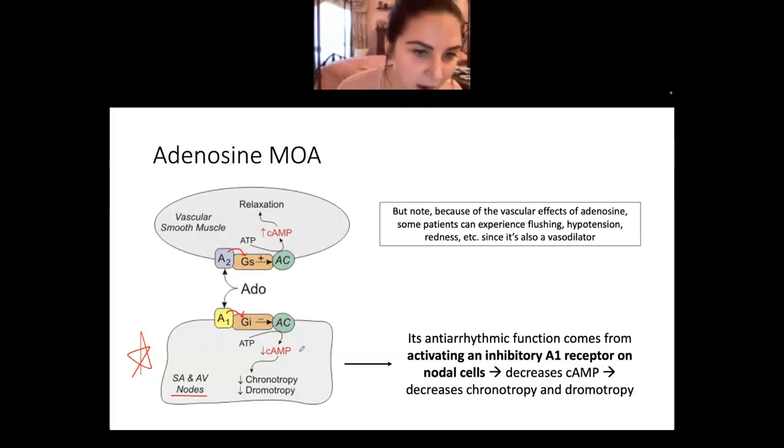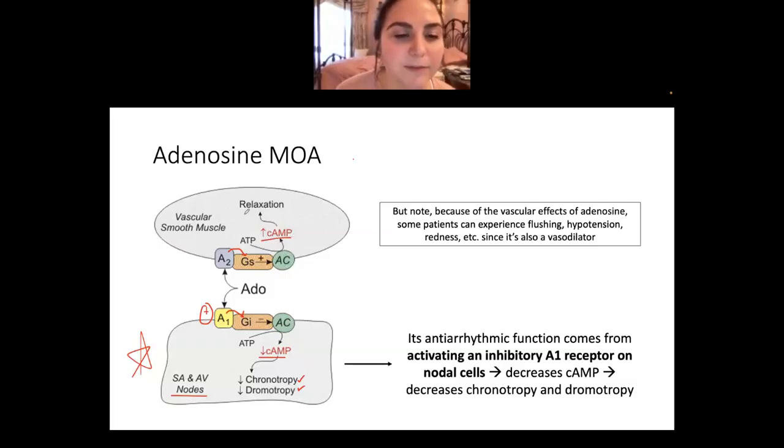So by activating a Gi, remember cyclic AMP is down, and that's going to decrease chronotropy as well as dromotropy. So not only contractility, but also how quickly, how conduction, and what we've been talking about, conduction through the AV node. It's going to slow conduction through the AV node. It's binding to and activating this inhibitory receptor, which is going to actively decrease the amount of cyclic AMP that's present, which decreases those things. So this is your antiarrhythmic function. It kind of acts like a class 2 and class 4 in that way.